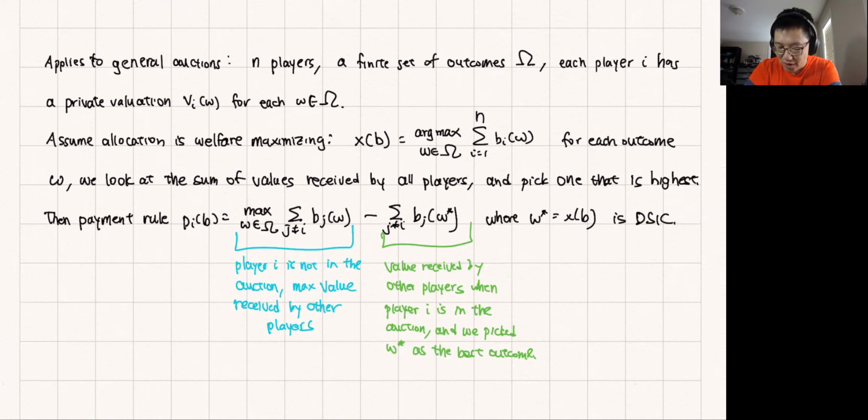This looks a little bit too dense, but the idea is just the previous idea we have. The payment rule is basically the value that is lost by other players when we enter the auction. So compare the auction when we enter and when we don't enter, and the value that is lost by the other players is our payment. And this is the one that is DSIC.